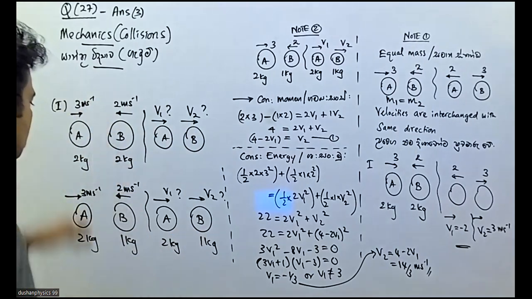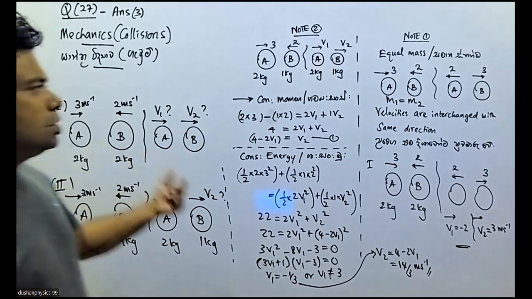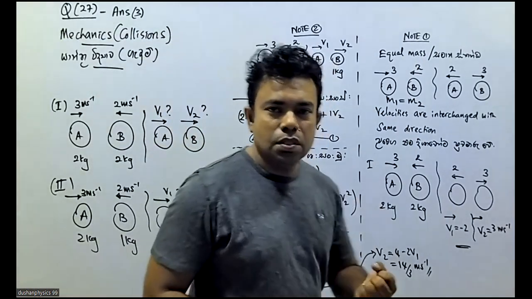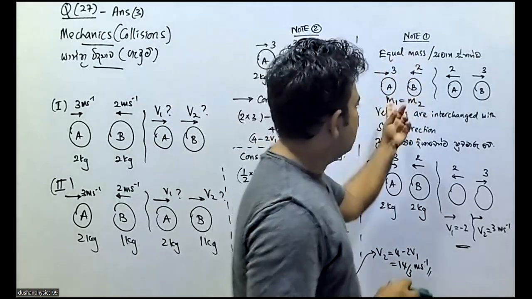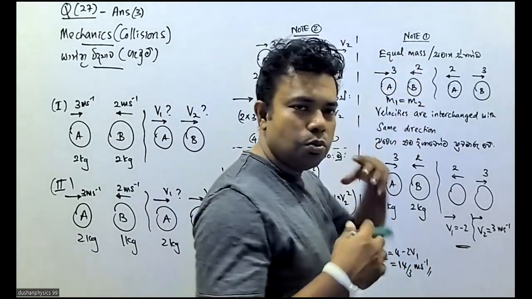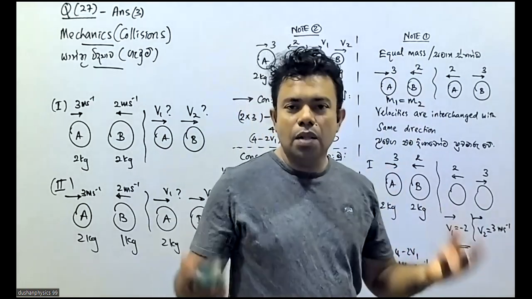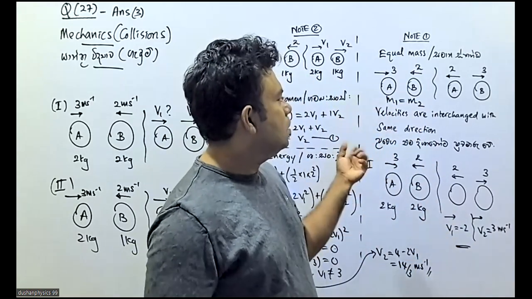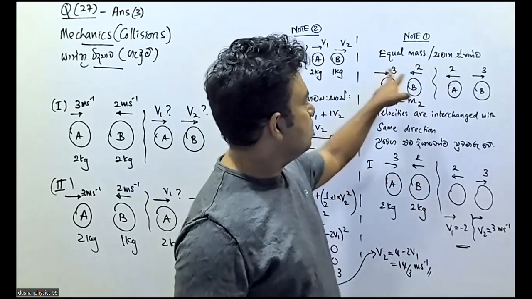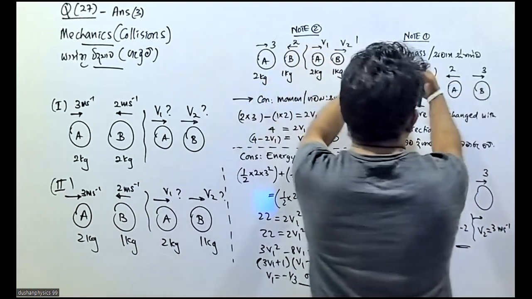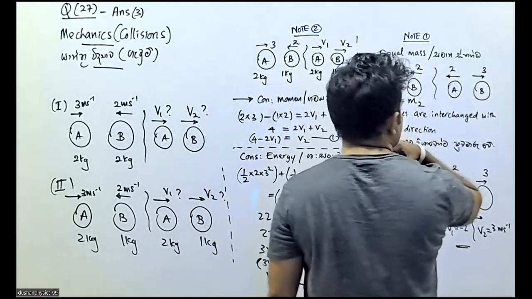Let's focus on the first situation. This is the second situation. What is the first note? Keep in mind, make a note. Always, when the masses are equal, there's no need to write lengthy notes or do any big calculations. There's a short method. Always, the velocities are interchanged. 3 and 2 are coming like this. After the collision, 2 comes to this side, and 3 goes to the other side.